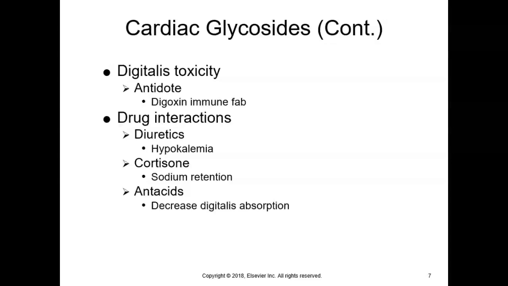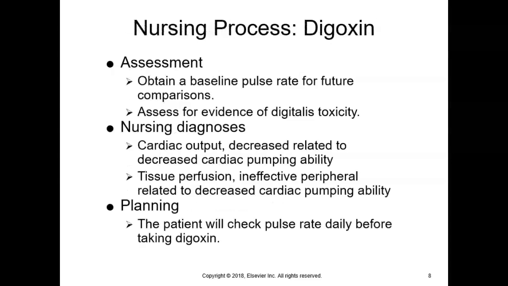In terms of dig toxicity, low potassium levels put the patient at an increased risk for dig toxicity. Drugs that can cause low potassium include diuretics such as furosemide and hydrochlorothiazide, as well as cortisone preparations. Antacids can decrease digitalis absorption if taken at the same time. To prevent this problem, doses should be staggered. Please be sure to spend some time to review your Purple Nursing Process box on digoxin. It has a lot of good information.